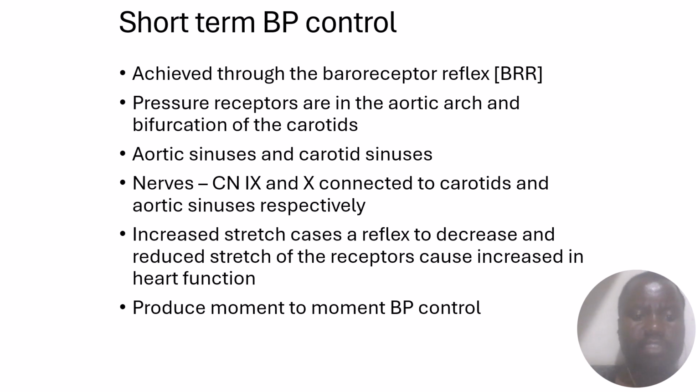The aortic sinuses are mechanoreceptors responding to stretch as a result of the pressure of the blood, and also the carotid sinuses. You notice there's a difference between aortic bodies and aortic sinuses. The aortic and carotid sinuses are pressure sensors. The aortic bodies and carotid bodies are chemoreceptors for oxygen and carbon dioxide detection. These receptors are connected to cranial nerves 9 and 10, which are glossopharyngeal and vagus respectively.